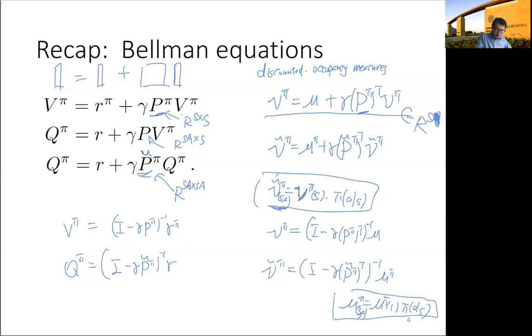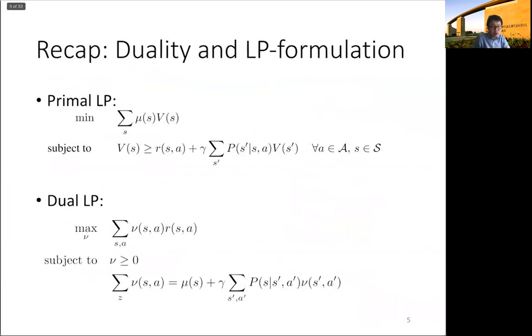So you can see this nice symmetry between the value function and the occupancy measures, and this is not surprising, as we talked about in the last lecture, that there is a linear programming formulation for solving Markov decision processes. Okay, so the optimal value function V star is the optimal solution of the primal linear program.